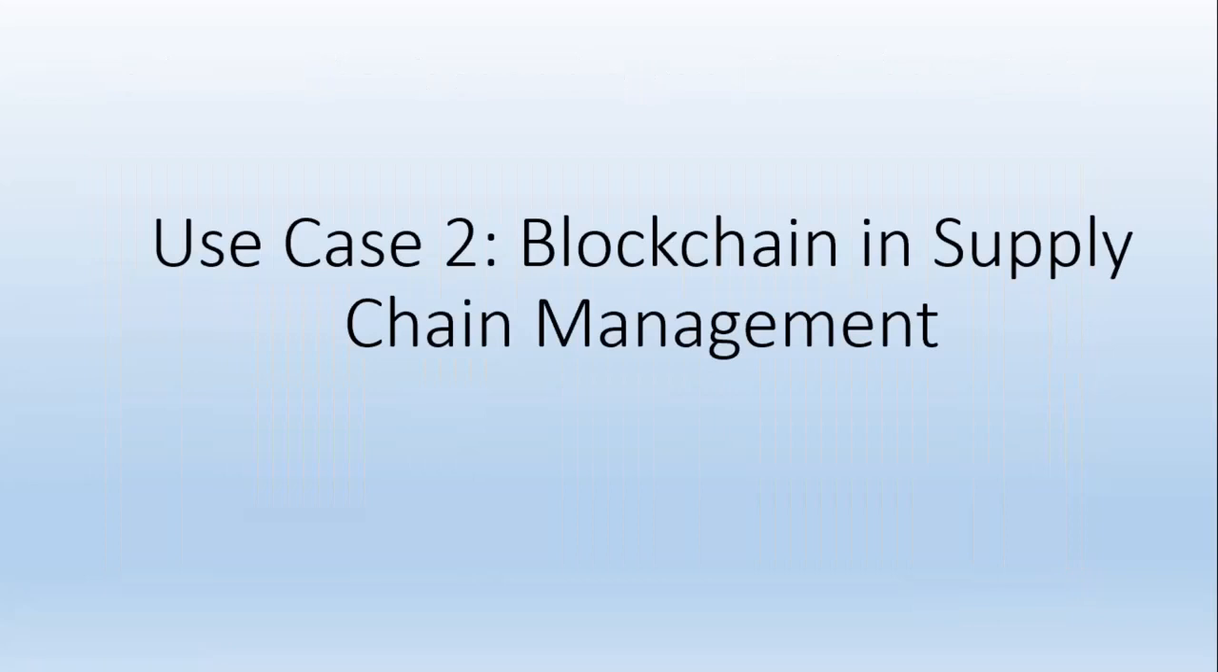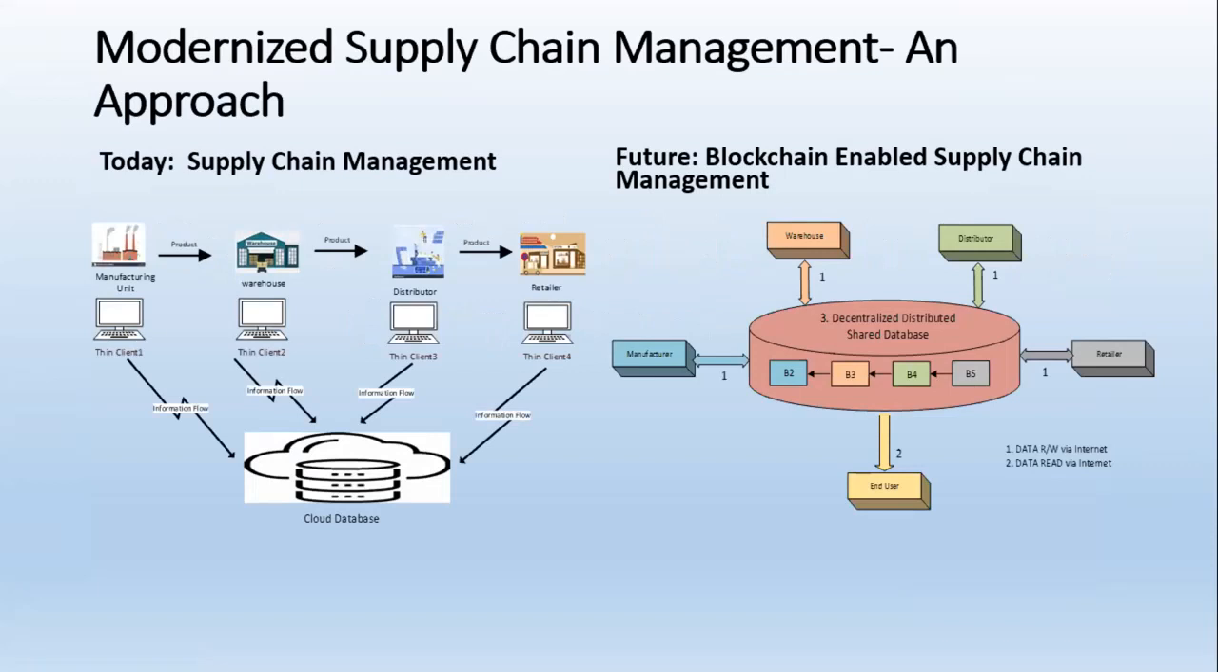Next, I'm moving on to use case 2, which is blockchain in supply chain management. Supply chain management is a critical process wherein multiple parties are involved. Today's supply chain management is explained with the help of a diagram, and blockchain-enabled supply chain management is also explained with an example with the help of a diagram.